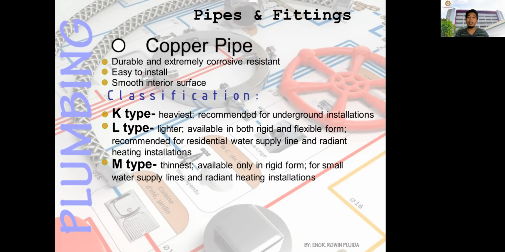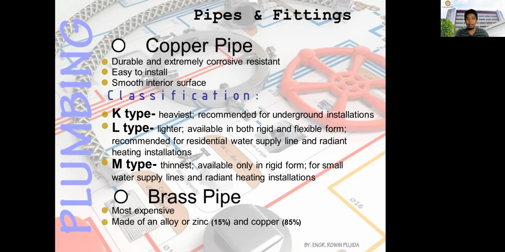So that is why most copper pipe or brass pipe are used for air conditioning unit lines. Okay. Next, we have the brass pipe, the most expensive of all the types of pipes. And then this is made of alloy of zinc in 15%. And then for copper, that is 85%. And also, it is resistant to acid and has smooth interior surface.